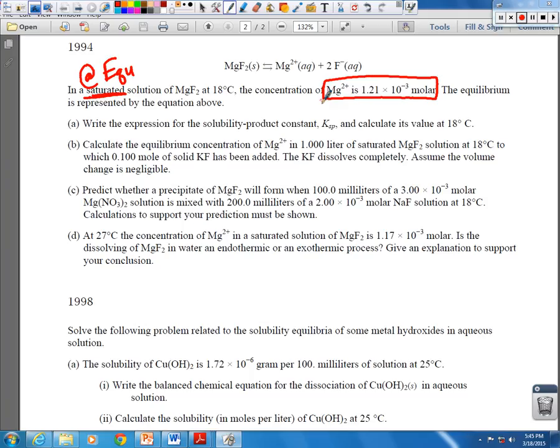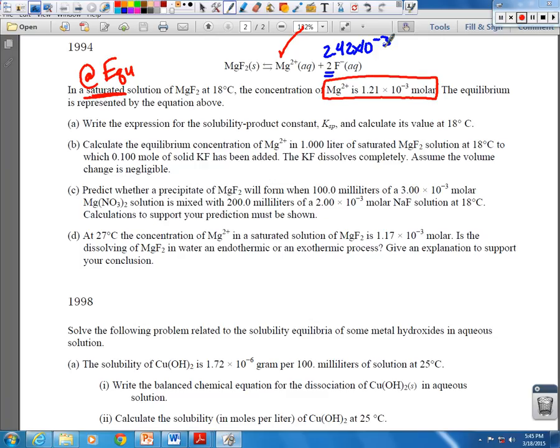Now, do you agree that they just gave us this concentration? I'm just going to go ahead and ask. The first question is, what is the concentration of the fluoride ion? Why would you double it? The coefficient. So what is that? 2.42 times 10 to the negative third? May not even need it, but it's there.